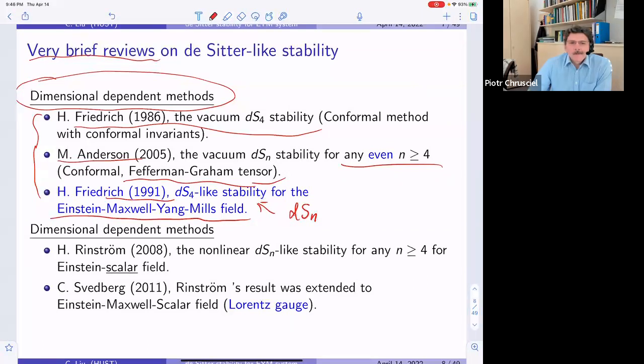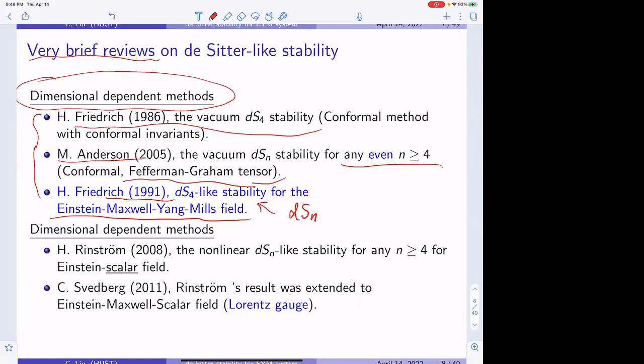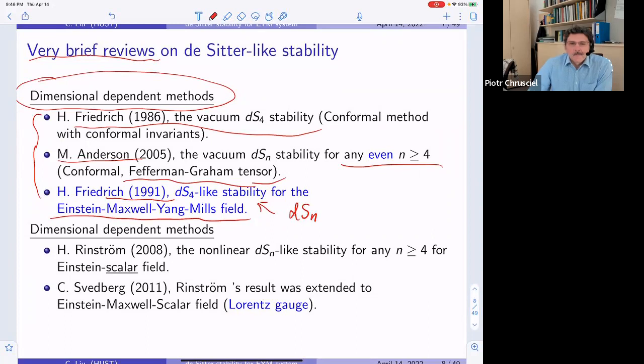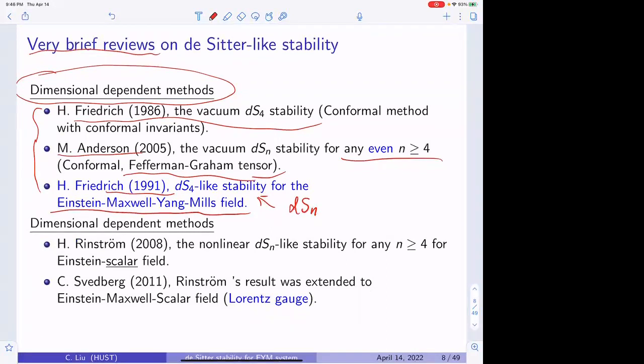May I make a comment? Anderson's paper has a gap. The idea is very nice, he has the right equations, but his proof of the existence problem is actually incomplete. That has been fixed recently by Wojciech Kamiński, in a preprint. Sure, I know that. We write it down in our paper, but we don't list it here, so it's very brief. I just want to point this out.